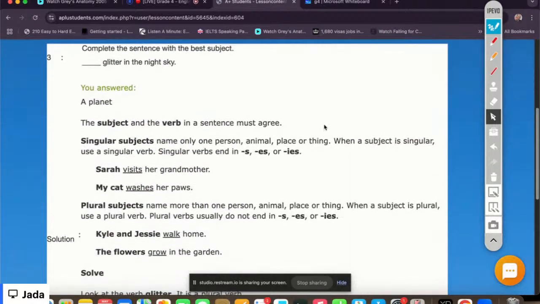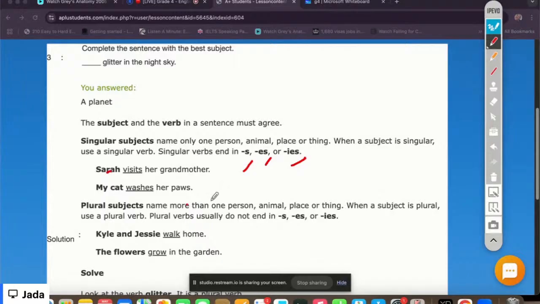All right, so the subject and the verb in a sentence must agree. This is basically the same thing that we've done already. So you must have the same subject and verb going together. There must be an agreement. Just like when you have a singular subject, it's talking about one person, place, thing, or animal, so the verb ends with s, es, or ies. It's going to be like this: Sarah visits her grandmother. So you see that there's an agreement between the subject and the verb.